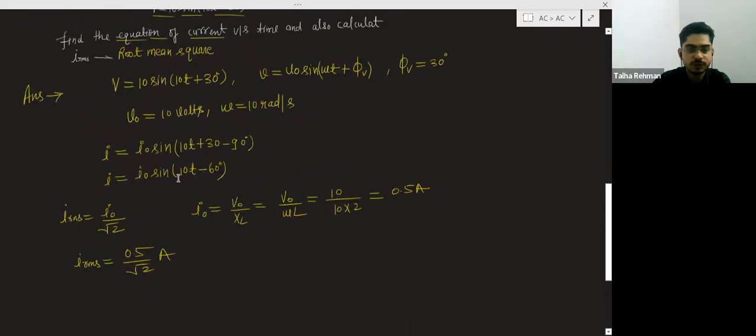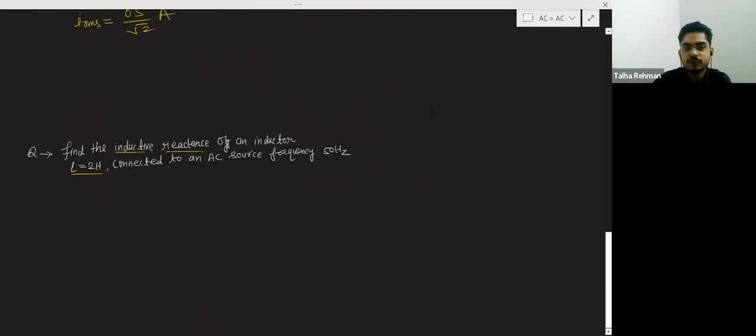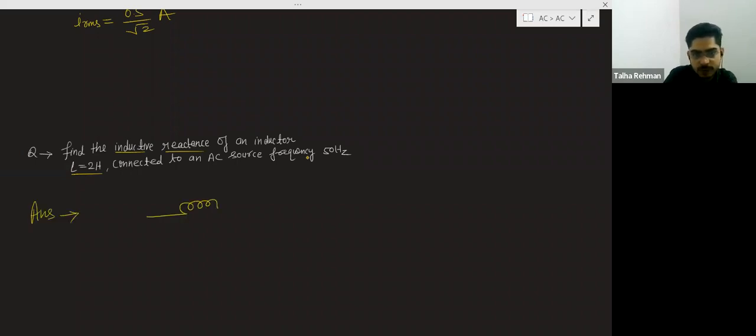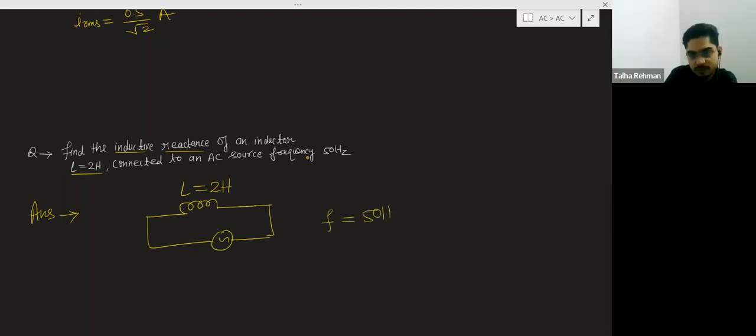So this is a very easy question. Find the inductive reactance of an inductor L equal to 2 Henry connected to an AC source of frequency 50 Hertz. So here we have one inductor with a self inductance of 2 Henry, and this is connected to an AC source. The AC source is represented like this. The frequency of this AC source is given as 50 Hertz. And they are asking for the inductive reactance.